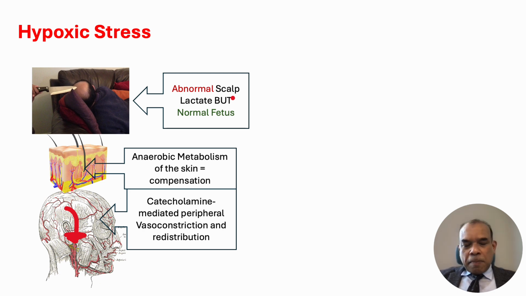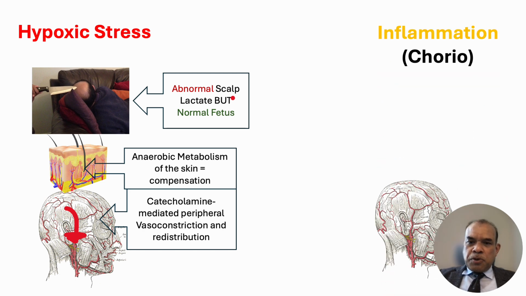And there are lots of publications, even we published a paper 6 years ago, that showed that if you have repetitive variable decelerations or late decelerations, if the baseline variability was normal, the risk of acidosis was 0%. So in hypoxic stress, often you will find an abnormal lactate, high lactate or low pH, but the fetus is normal, requiring no intervention. Whereas in chorioamnionitis it is exactly opposite.